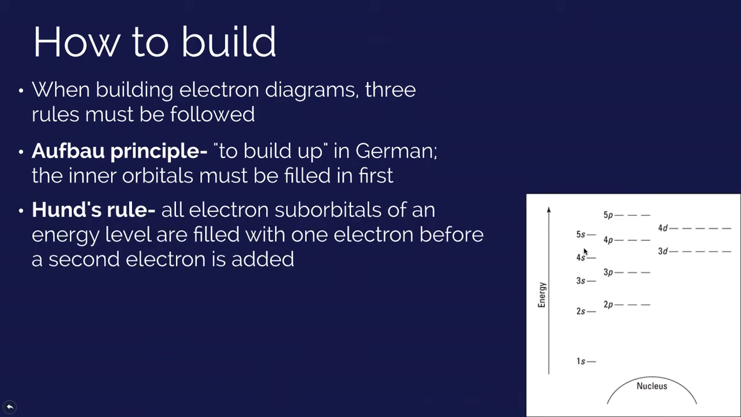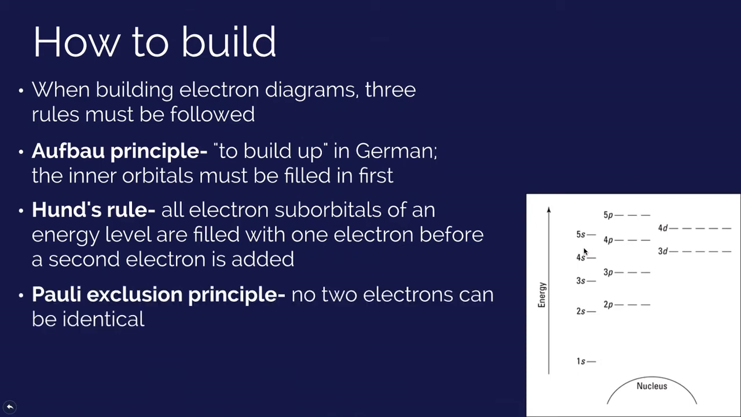Next is Hund's rule, which means that when we have multiple suborbitals, we need to fill in one electron at a time before we can start to double up in a single space. I'll show you more on what that means when we actually build one of these. And then finally, we have the Pauli exclusion principle. This is at its core saying that no two electrons can be identical. If they are in the same suborbital, they can't have the same spin state. So what that means is that we can't draw two arrows in the same direction in the same line on our energy diagram.